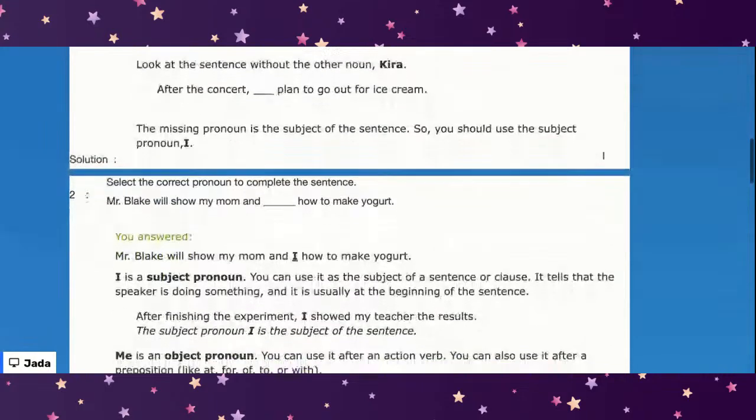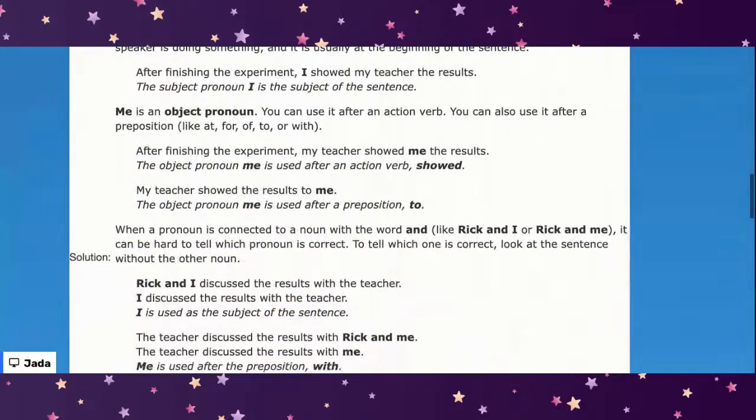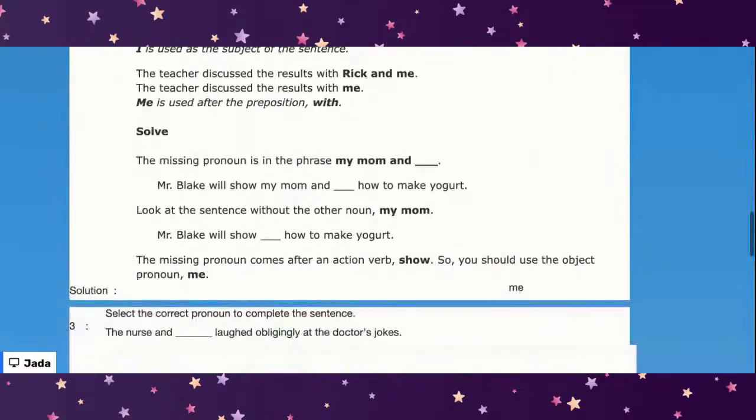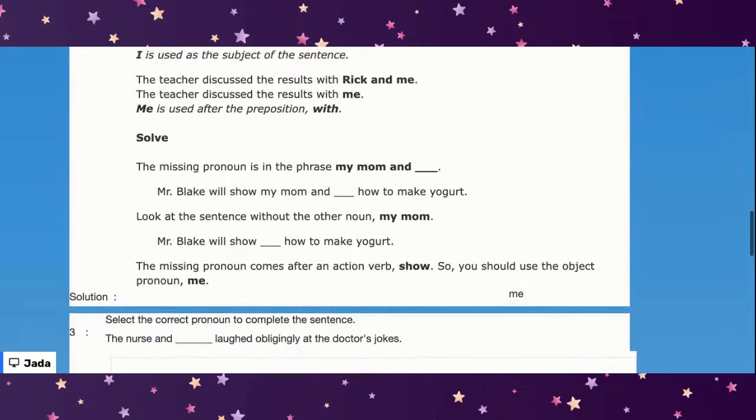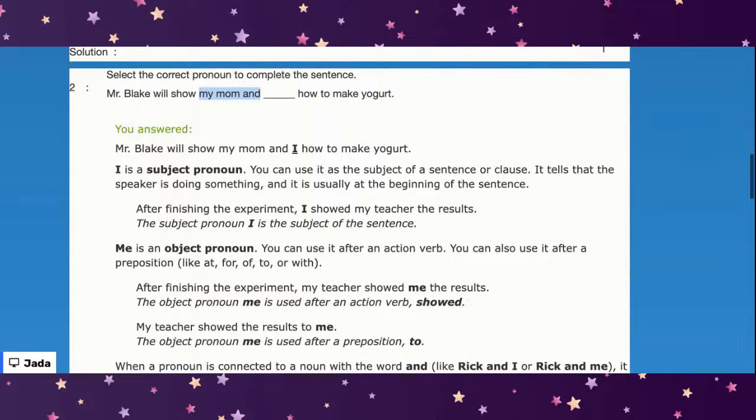Mr. Blake will show my mom and Dash how to make yogurts. Mr. Blake will show my mom and me, or my mom and I, how to make yogurt. So what is the most suitable pronoun here? It will be "show me." So it could be, Mr. Blake will show me how to make yogurts. If you remove mom, you say Mr. Blake will show me how to make yogurts.